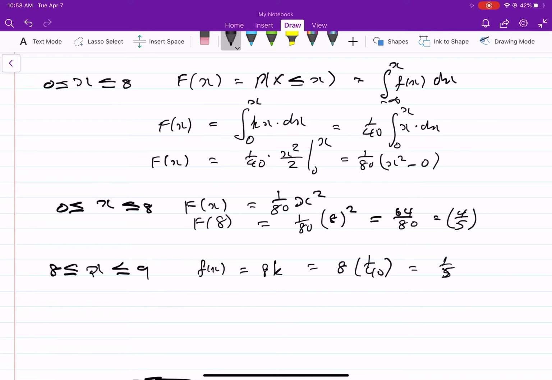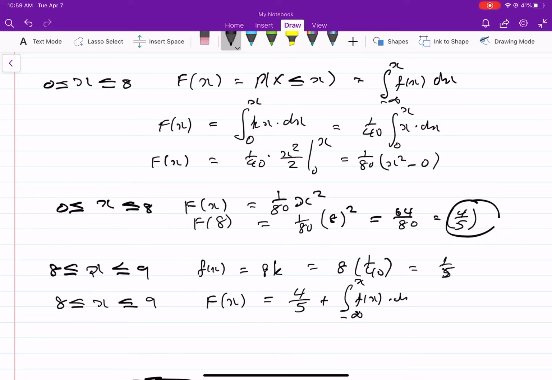Now I need to find big F of x. Okay, look at the magic. For x between 8 and 9, big F of x is equal to 4/5. That 4/5 there, which is all the probability I accumulated at the end of the first portion, plus the integral between minus infinity and x for f of x dx.